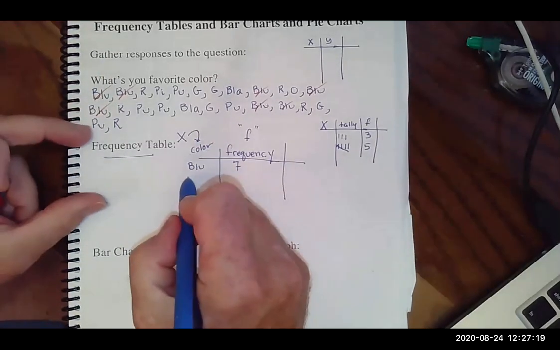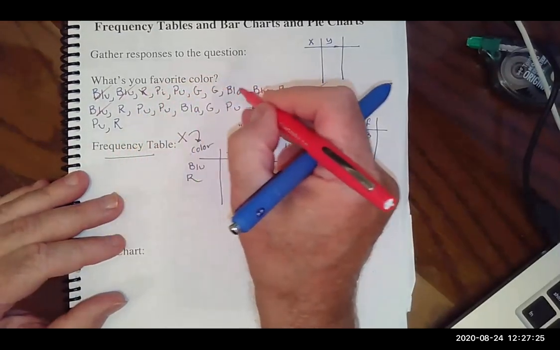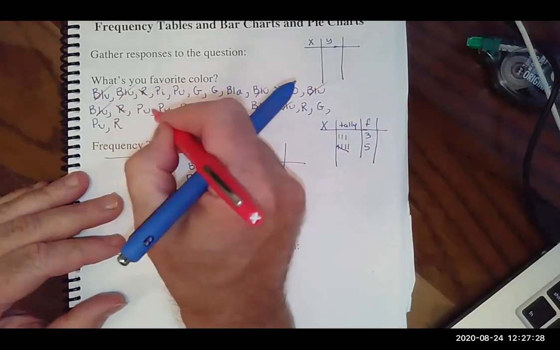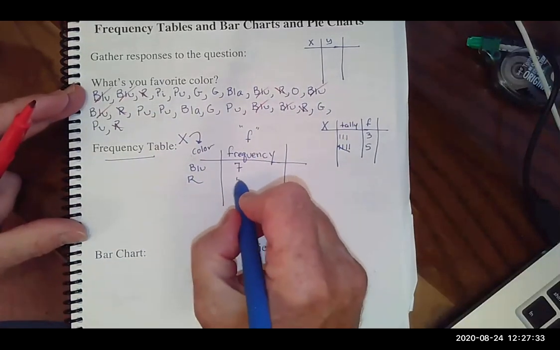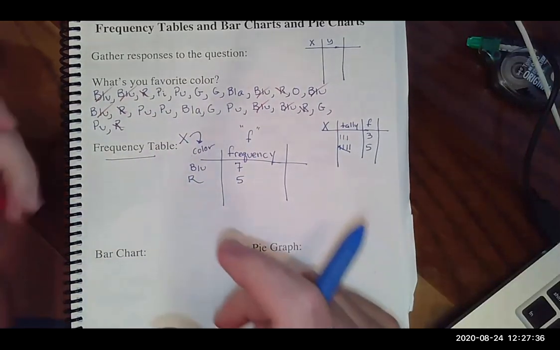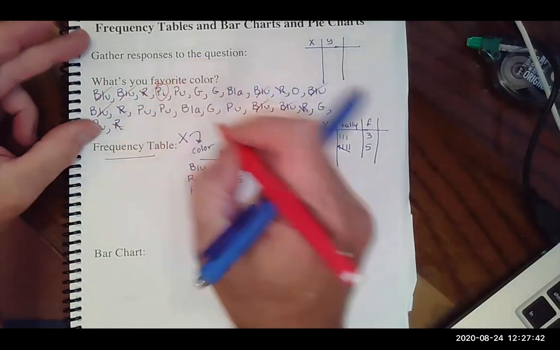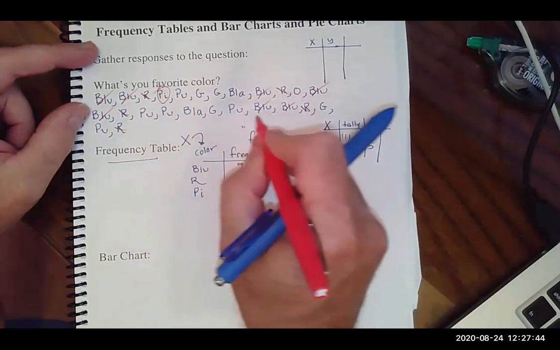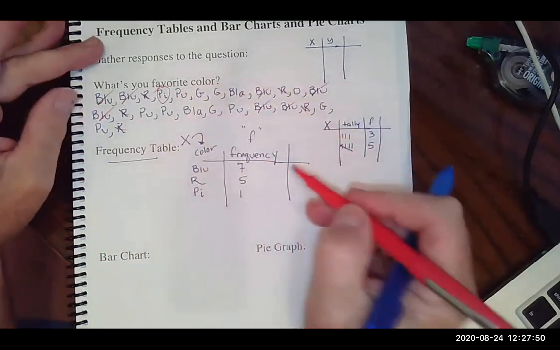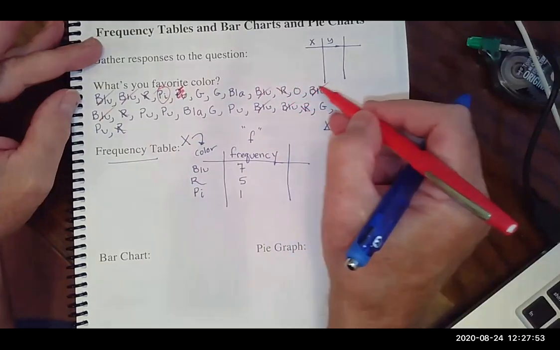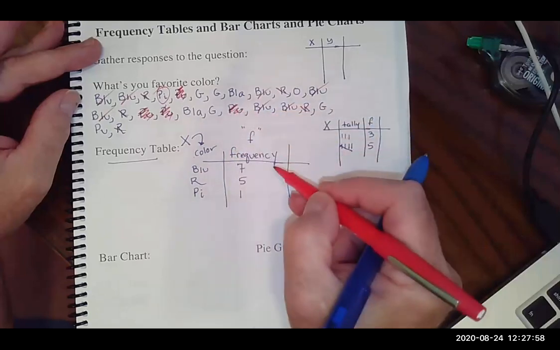Okay, looks like R for red would be next. And so there's 1, 2, 3, 4. Okay, so red, there's 5. And the next one is PI for pink. So let's see, there's pink. Might be the only thing I have here, 1 pink. Okay, purple. There's 1, 2, 3, 4, 5.